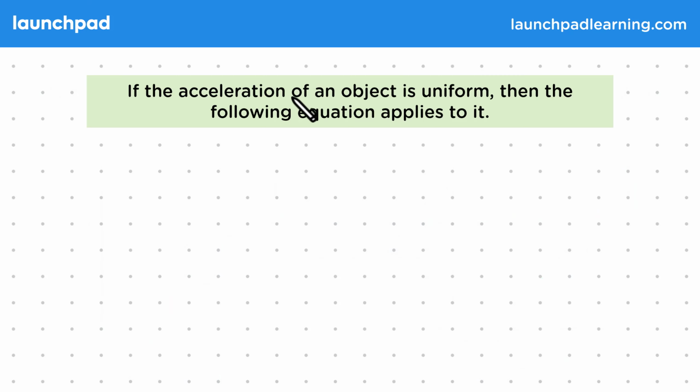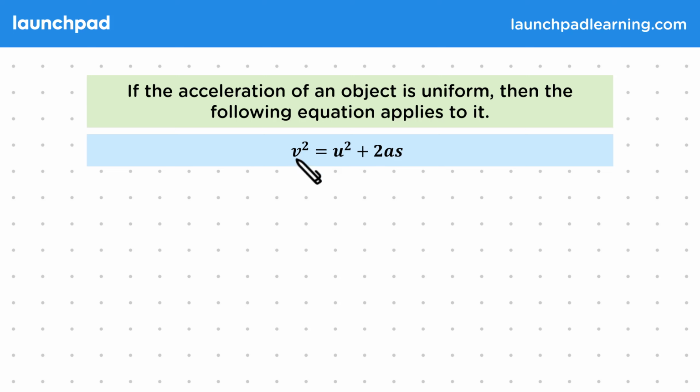Well, if the acceleration of an object is uniform, then the following equation applies to it. v squared equals u squared plus 2as. Now this looks quite complicated. In fact, it's one of the most complicated equations you'll encounter at GCSE. So let's break it down term by term to better understand it.